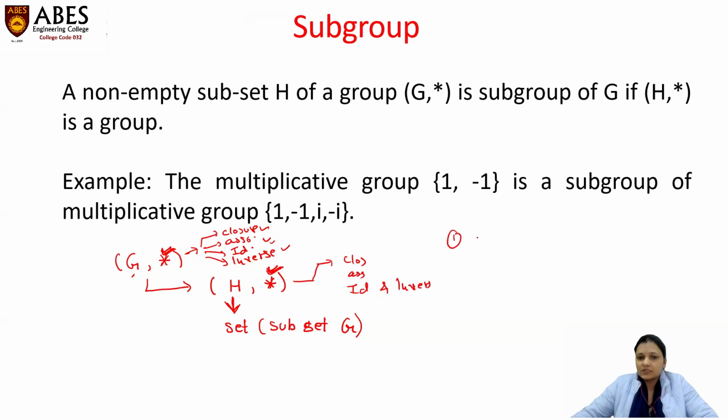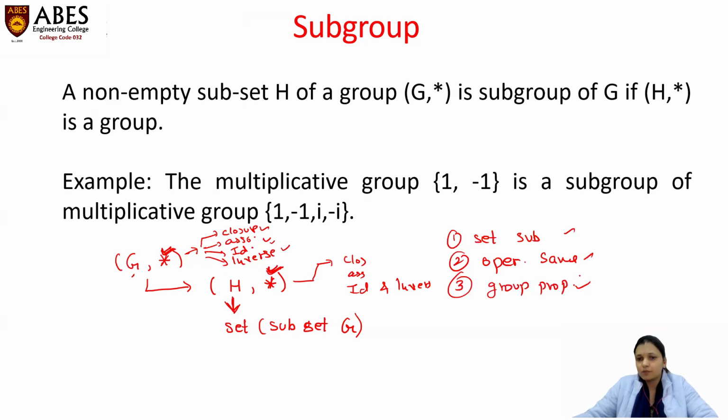So the properties are: the set should be a subset, the operator the same, and it should also satisfy the properties of a group. If this is the case, then H will be the subgroup of group G. Here the example is given.